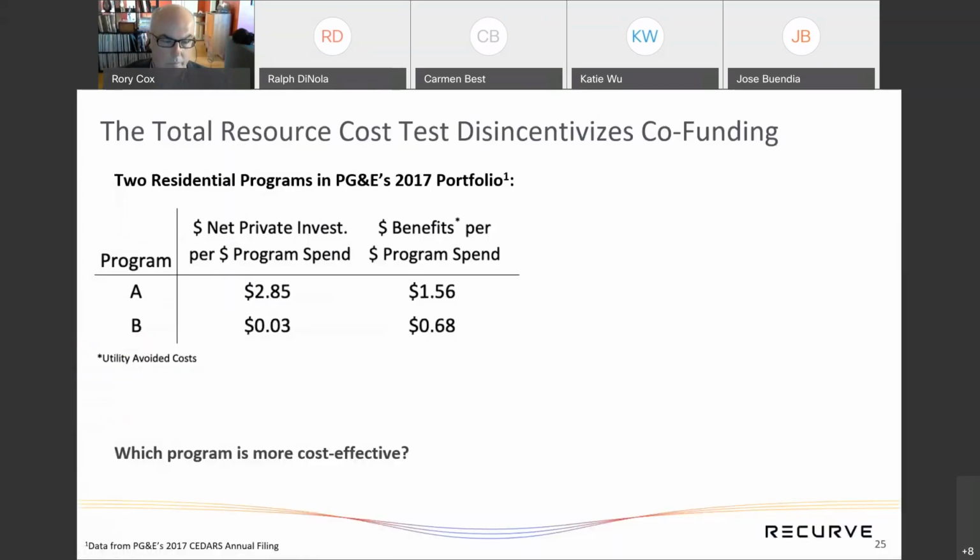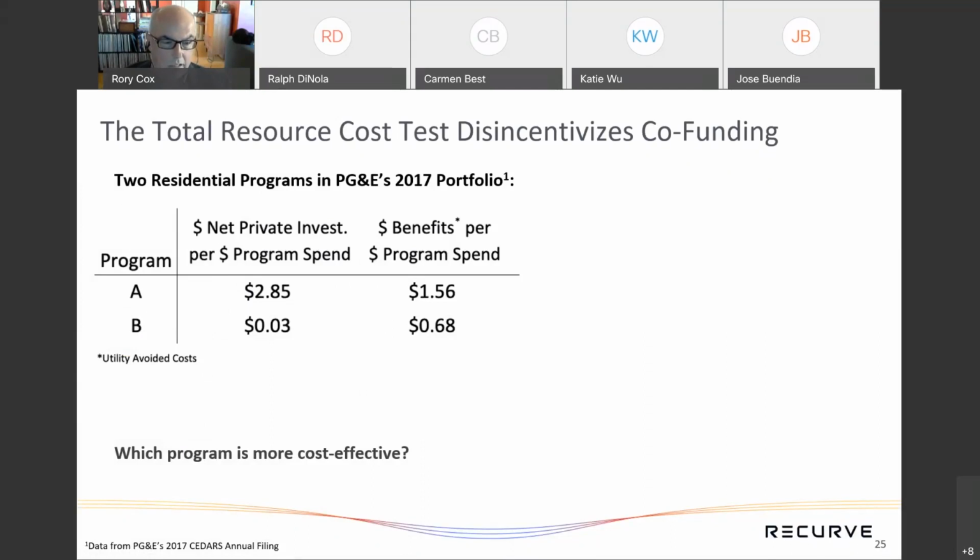So to illustrate problem number one, we have a bugger of a cost test in California energy efficiency. My colleague Adam Shear likes to use this example of the energy efficiency residential programs. If you look at just the net investment and the benefits per program spend, which one would look to you like it's the best deal for ratepayers? To me, it looks like program A.